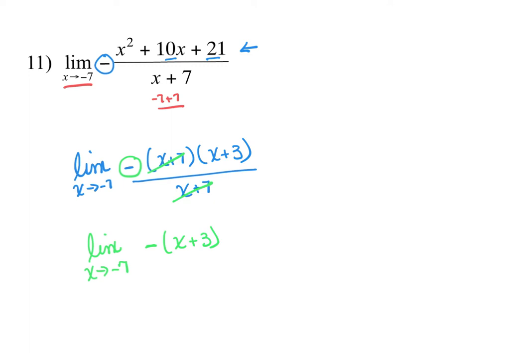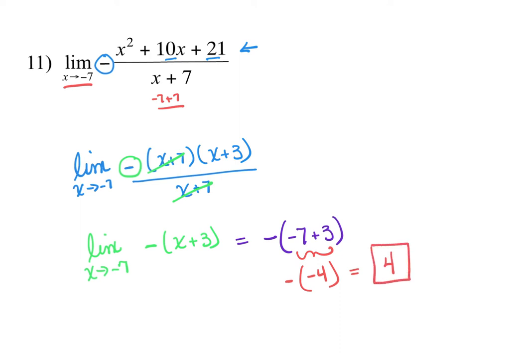And now plugging in this negative 7 will not cause a problem. So now I can just plug it in. I have that negative out here, and then I'm going to plug in my negative 7 plus 3. Negative 7 plus 3 is negative 4, but don't forget you had that negative out there, and so that double negative makes that a positive 4. And so my limit here is going to be positive 4.